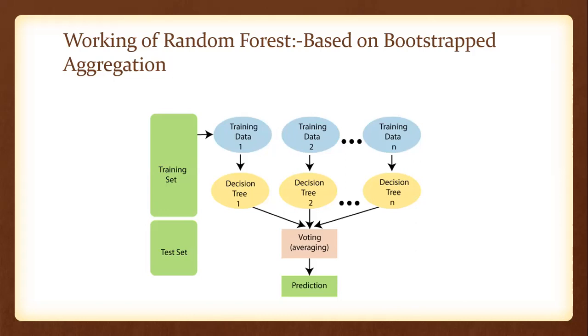In the case of a regression problem, 100 decision trees will give you 100 outputs, 100 numbers. So it will take the average. It will calculate the mean, and that mean value will be the output or the final prediction of the random forest. Okay, this is the basic working logic of random forest.